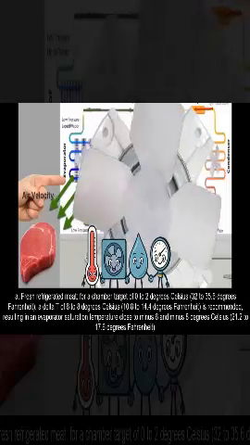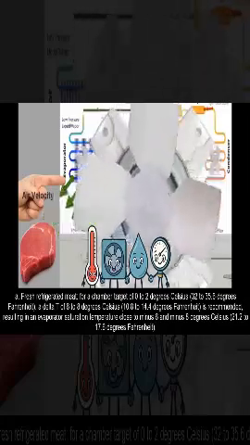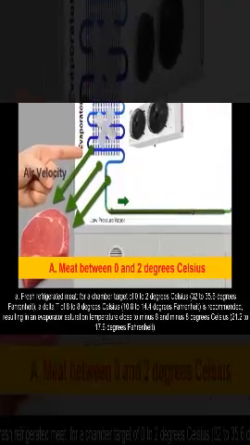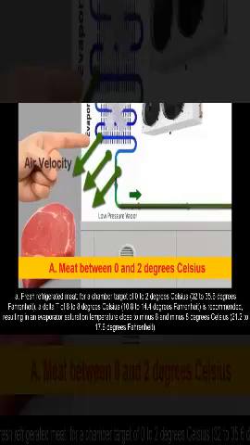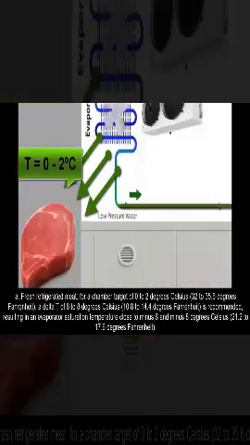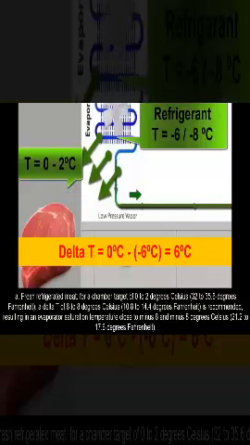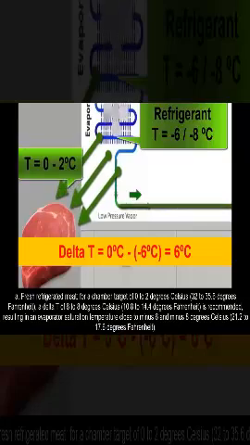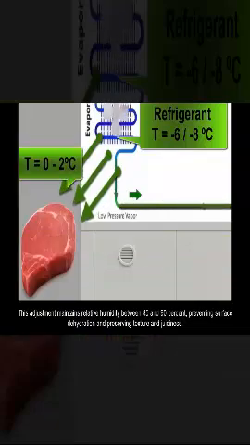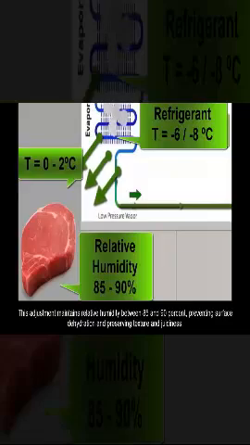A. Fresh refrigerated meat. For a chamber target of 0 to 2 degrees Celsius, 32 to 35.6 degrees Fahrenheit, a delta T of 6 to 8 degrees Celsius, 10.8 to 14.4 degrees Fahrenheit, is recommended, resulting in an evaporator saturation temperature close to -6 and -8 degrees Celsius, 21.2 to 17.6 degrees Fahrenheit. This adjustment maintains relative humidity between 85 and 90%, preventing surface dehydration and preserving texture and juiciness.